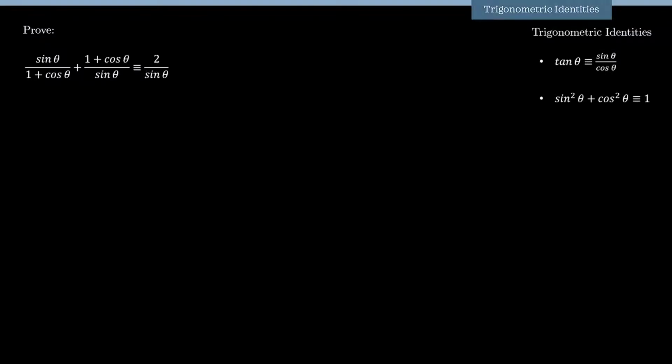In this video, I'll be doing an example of proving a trigonometric identity. I have sine theta divided by 1 plus cosine theta plus 1 plus cosine theta divided by sine theta. And I need to prove that this is identical to 2 divided by sine theta.